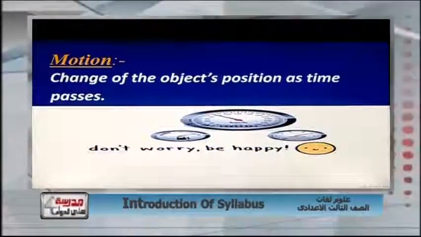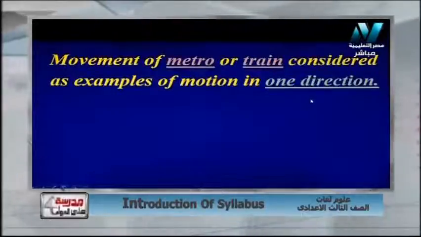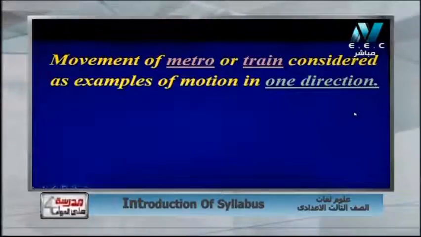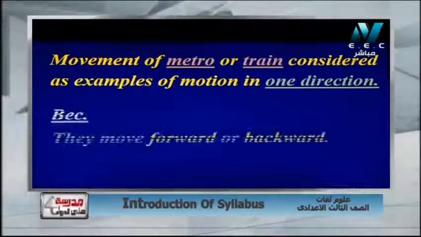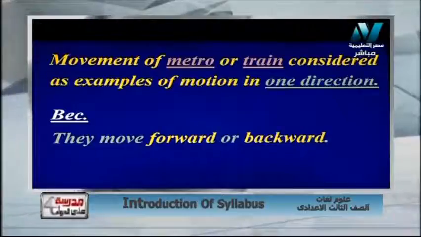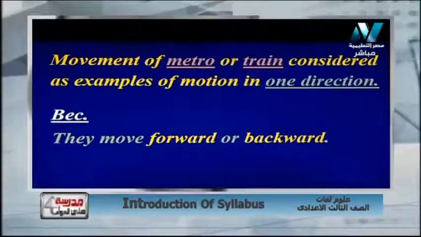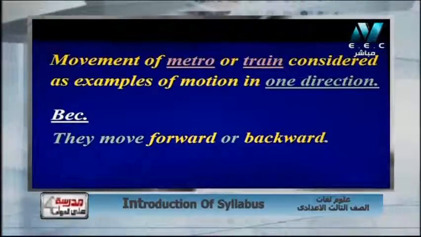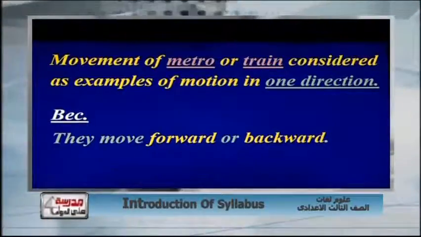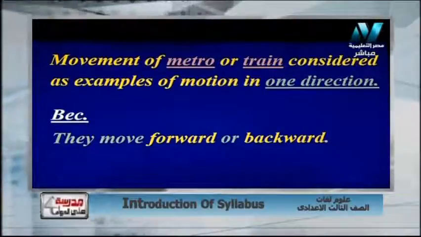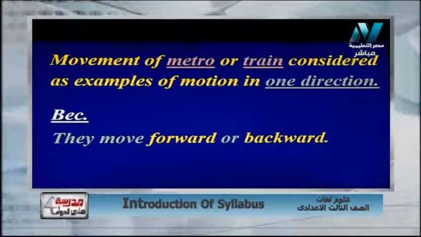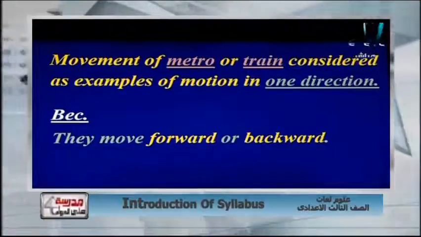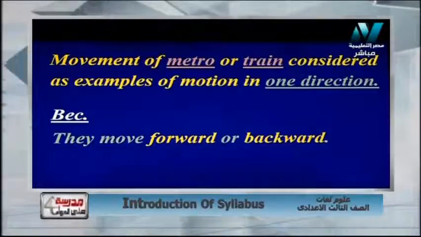So now we know the concept of motion and why time passes. Of course, we have here the simplest type of motion, movement in one direction, as a train or metro. Motion in one direction because they move forward or backward. Surely the train moves forward or backward only, not upward or downward. So the simplest type of motion is motion in one direction, as a metro or train. They move forward or backward only.